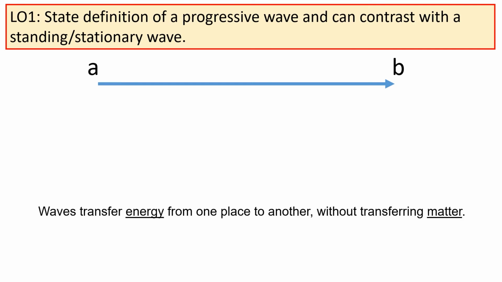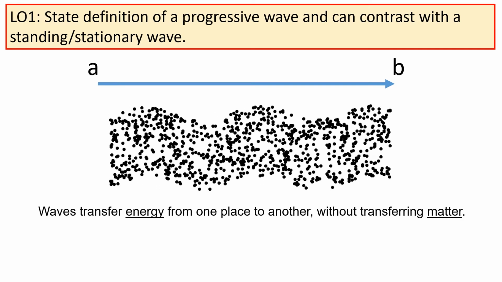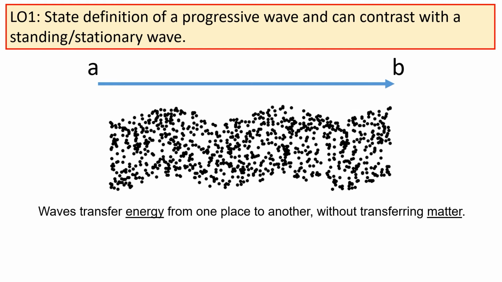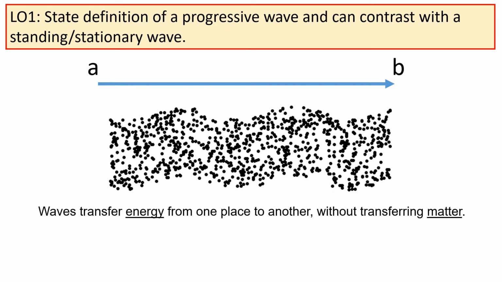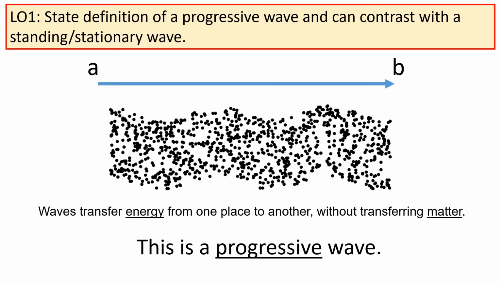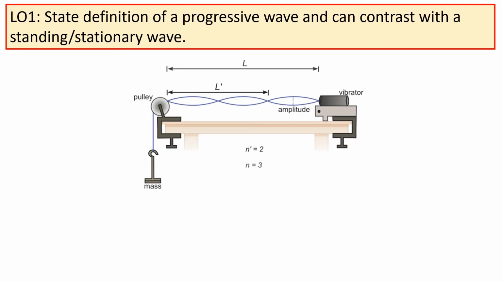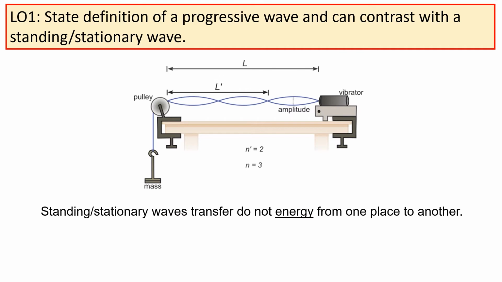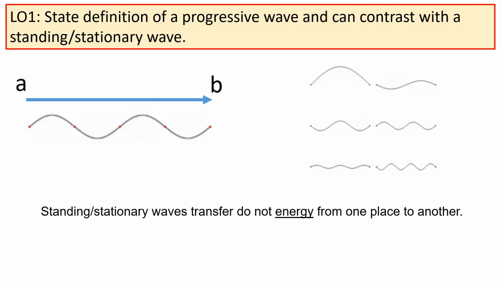Okay, so in the past when we've talked about waves, we've described them as transferring energy from one place to another. So the wave transfers energy from A to B. However, this is only one type of wave, known as the progressive wave. The other type of wave is known as a standing wave. Standing waves do not transfer energy from one place to another. Standing waves are shown in the GIFs above.